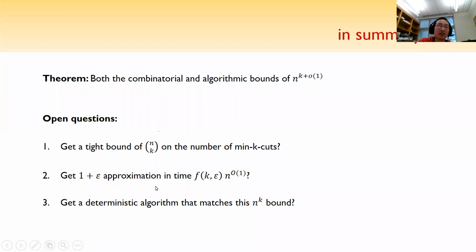One other question that is interesting, because it's in the intersection of fixed parameter tractable algorithms and approximation algorithms, is: can we get a 1 plus epsilon approximation to min k-cut in FPT time? This will break the factor 2 lower bound, but here we are using FPT time, so we're in a stronger scenario. And lastly, we have a randomized algorithm for min k-cut. Can we have a corresponding deterministic algorithm for it that matches the n to the k count? So yeah, that concludes my talk.